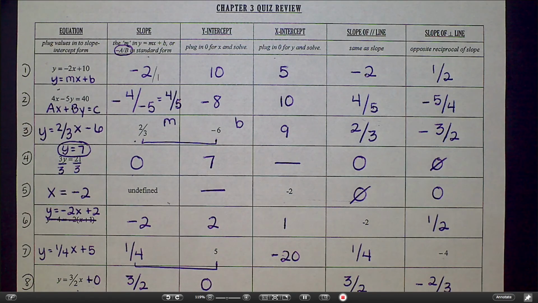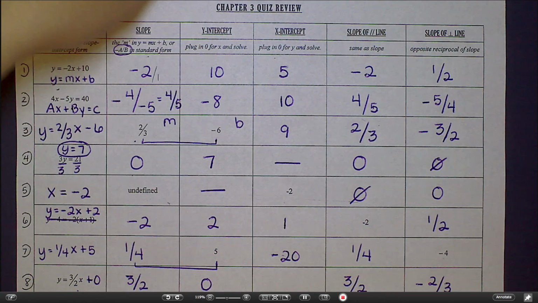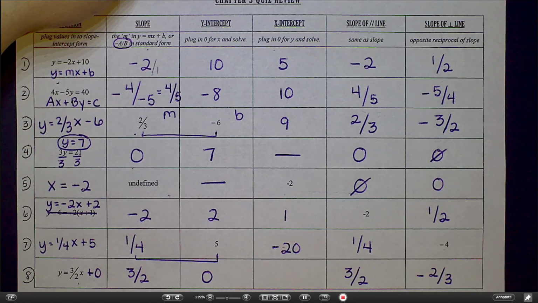Now we've talked in class about what we know. If we know the y-intercept is 0, that means that it crosses right at the center of the graph.